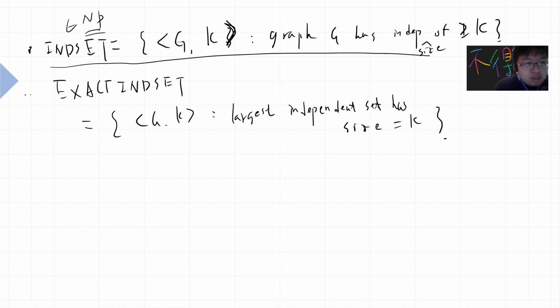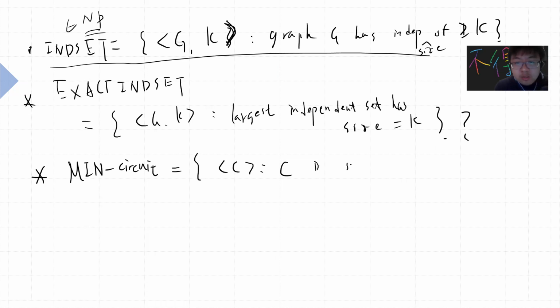This question looks weird. Another question that also looks weird is called MINIMUM CIRCUIT. You encode every circuit C, and C is the smallest circuit that computes the same function.